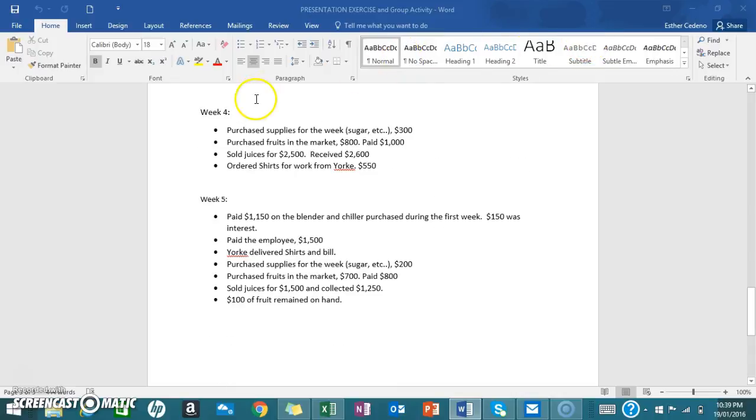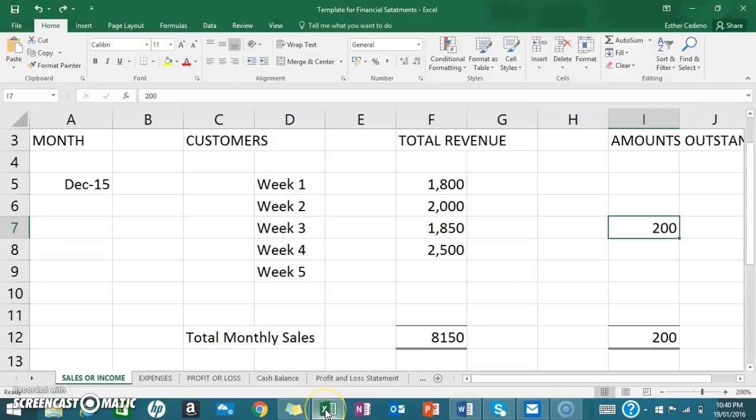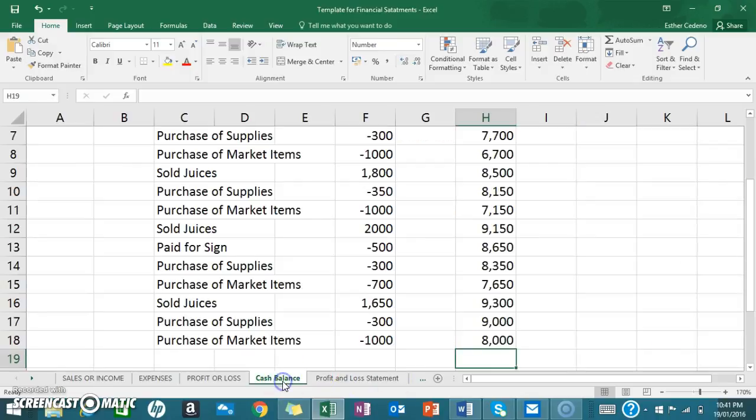So where last I left off, I was showing that they sold juices for 2,500 but received 2,600 in cash. So here we see the 2,500 being recorded because that's how much revenue they earned for that week. But because they received 2,600, which was $100 more than the revenue they earned for that week, we're going to reduce the amount outstanding to 100, because a customer would have paid them $100 extra from what they owed from the previous week. And your cash balance would reflect how much you actually received.